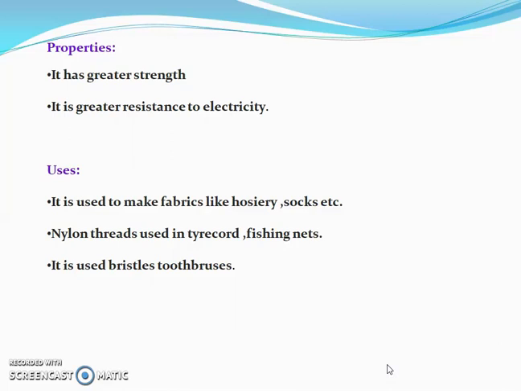Now we will see their properties. Nylon 6,6 has greater strength, abrasion resistance, and elasticity. It can be used for making various fabrics like hosiery and socks, nylon threads used in terracotta, and fishing nets. It is also used in tire cord and bristles in toothbrushes, etc. Thank you.